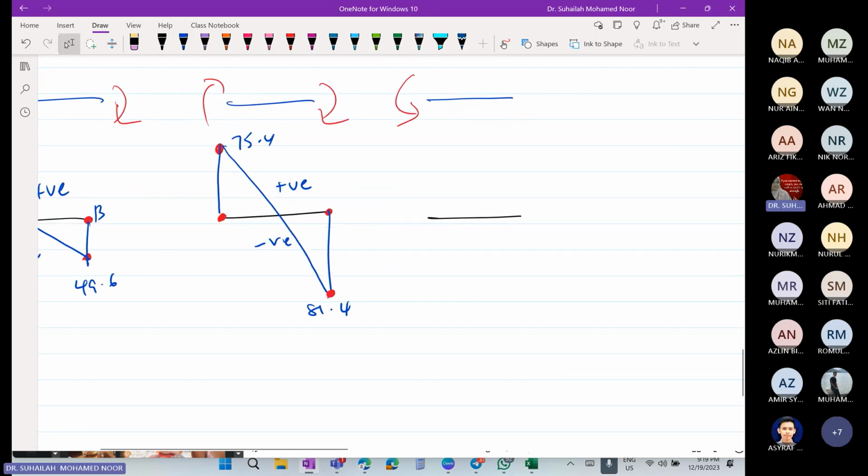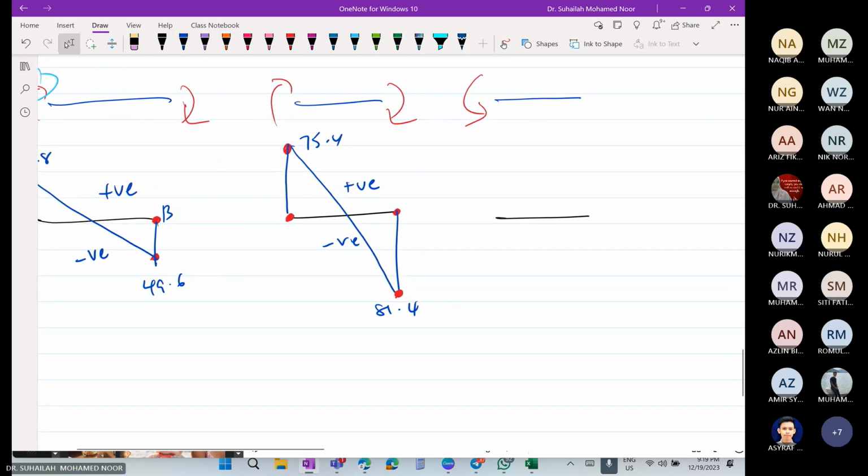Okay, and the last member, it is member CD. Member CD, okay, at point C, this is the point. This is the first point. Then the second point. The last point is 0, but it has intersection.